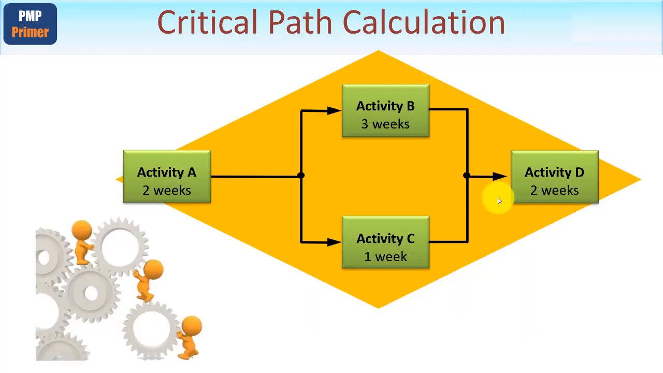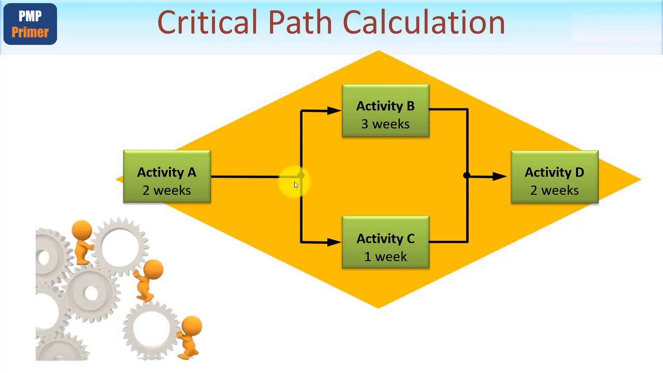So let me start with something that's so obvious you could see it just by looking at it. 4 activities, A, B, C and D. This one's 2 weeks in duration. This is 3 weeks duration, 1 week and 2 weeks. Here's a question for you. What's the longest path here? Because the longest path will determine the earliest date that the project can finish.